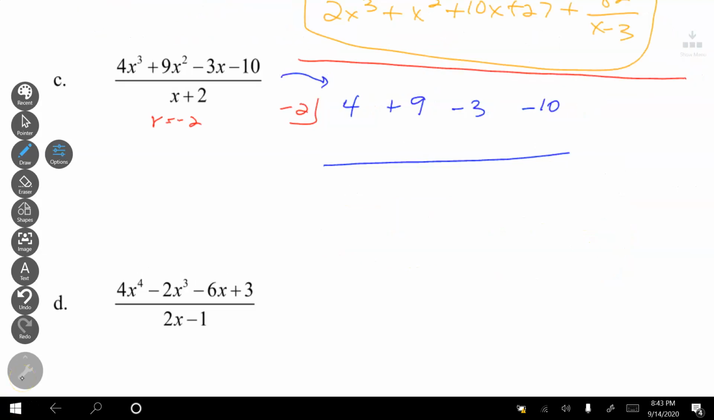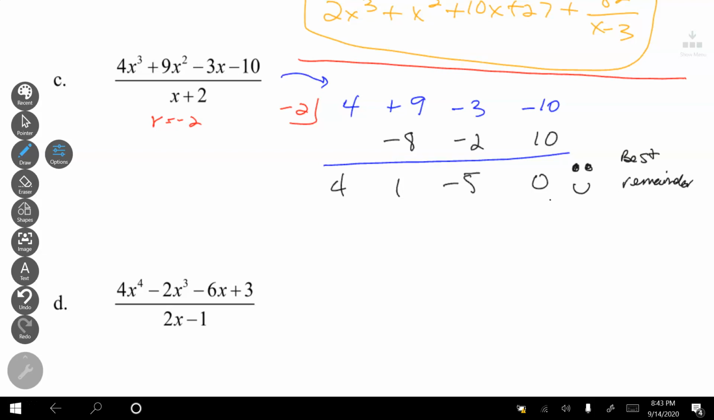Okay, I've set up the next problem. Number inside the box, my coefficients. I drop down the 4. 4 times negative 2 is negative 8. Add, I get 1. Multiply, I get negative 2. Add, I get negative 5. Multiply, I get 10. And I get my remainder of 0. And I'm very happy. This is the best remainder of all time.